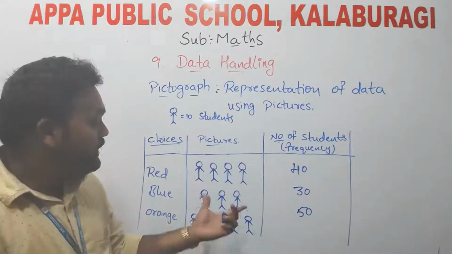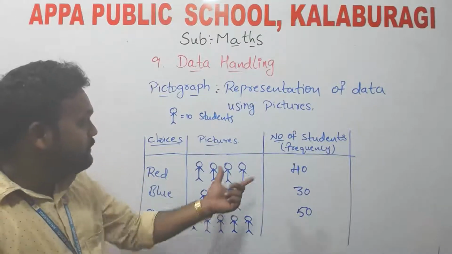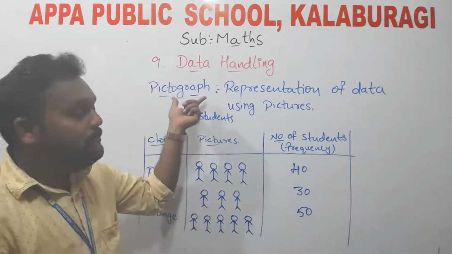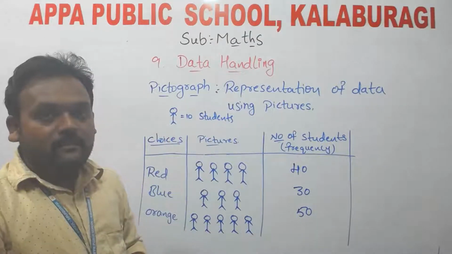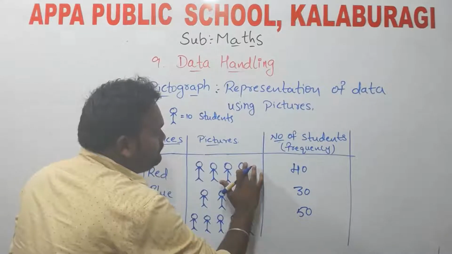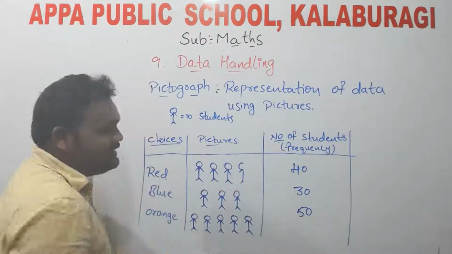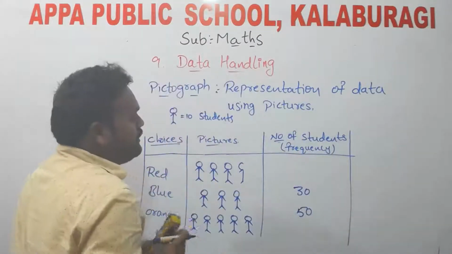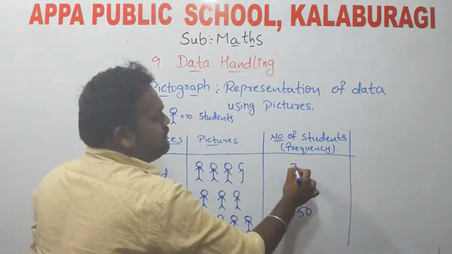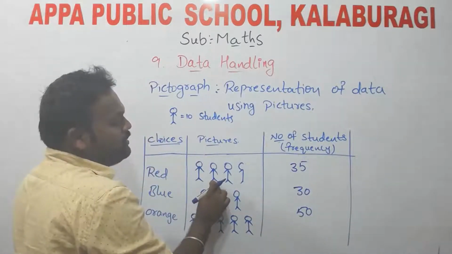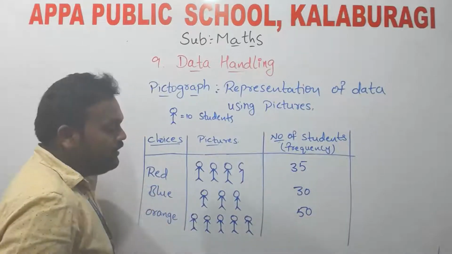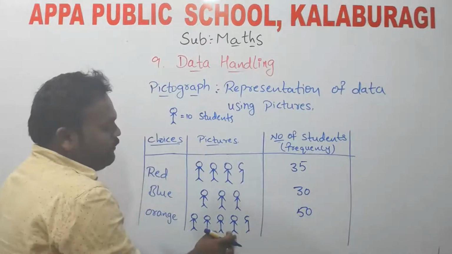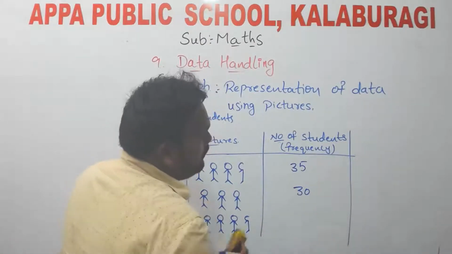See, that means the only way to organize the data by pictograph is by using pictures. For example, if 1 incomplete picture is there and 3 complete are there, the value becomes 35, because 10 plus 10 is 20, 20 plus 10 is 30, plus 5 is 35. Here also the same, if 4 complete, 1 incomplete is there, 4 tens is 40 plus 5, the value becomes 45.